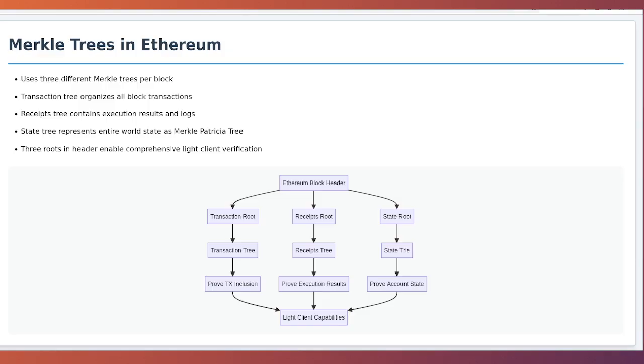The three roots in Ethereum's block header, transaction root, receipts root, and state root, enable what Ethereum calls the light client protocol. Light clients can verify not just transaction inclusion like Bitcoin, but also verify the results of smart contract execution and query historical account states, all with Merkle proofs.